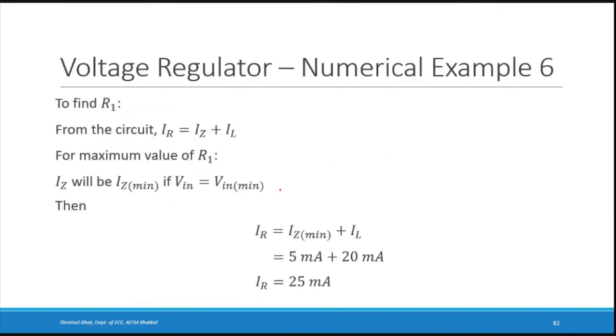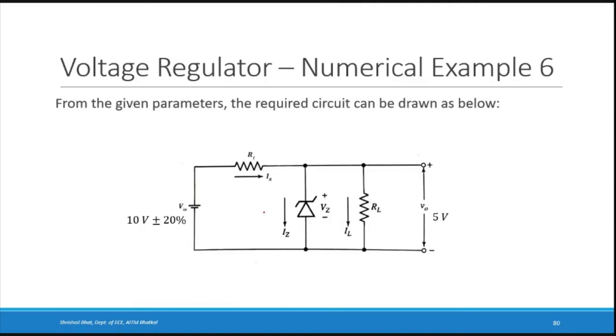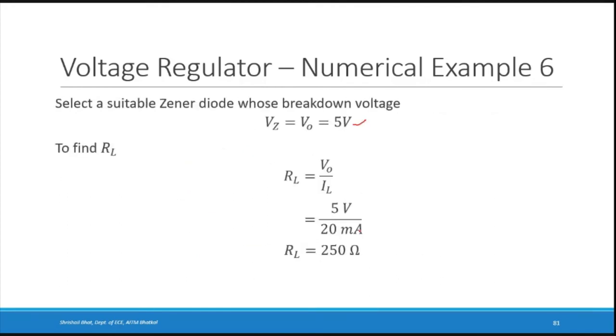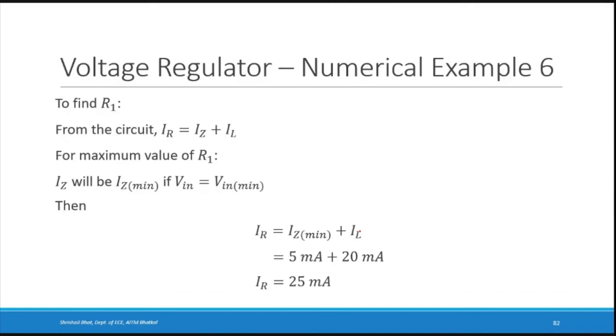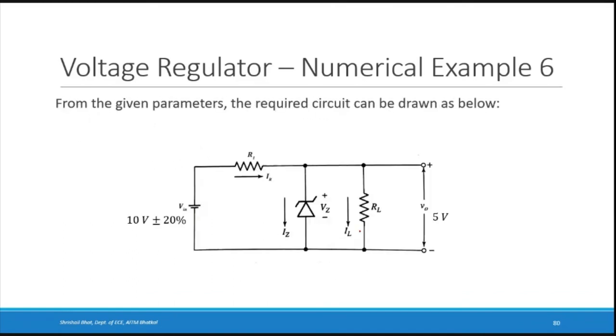To find that resistance R1, from the circuit, we can say IR is equal to IZ plus IL, right? For every regulator with a load, you can write this equation: IR is equal to IZ plus IL. So we will keep that in one place so that we can use it later. The maximum value of R1 is obtained when this current IR is minimum, and IR will be maximum when R1 is minimum.